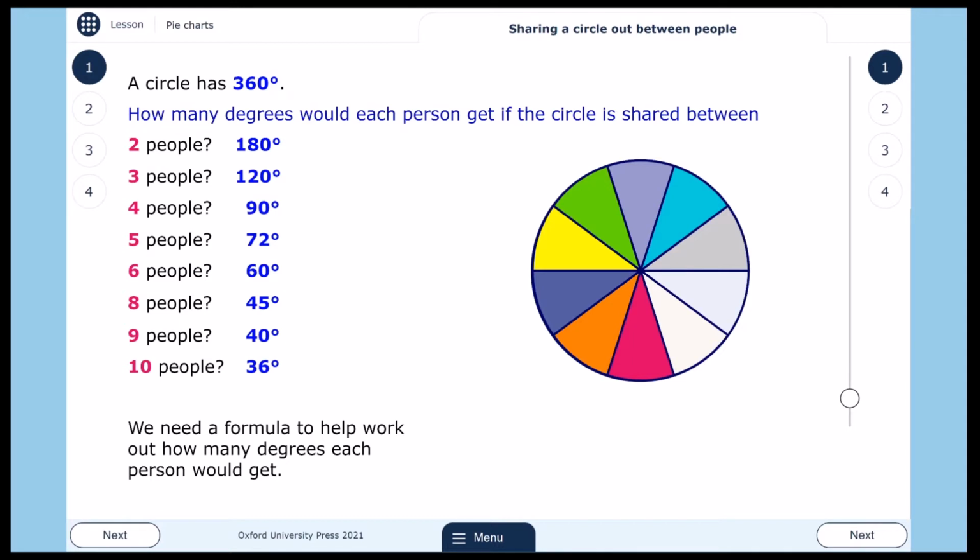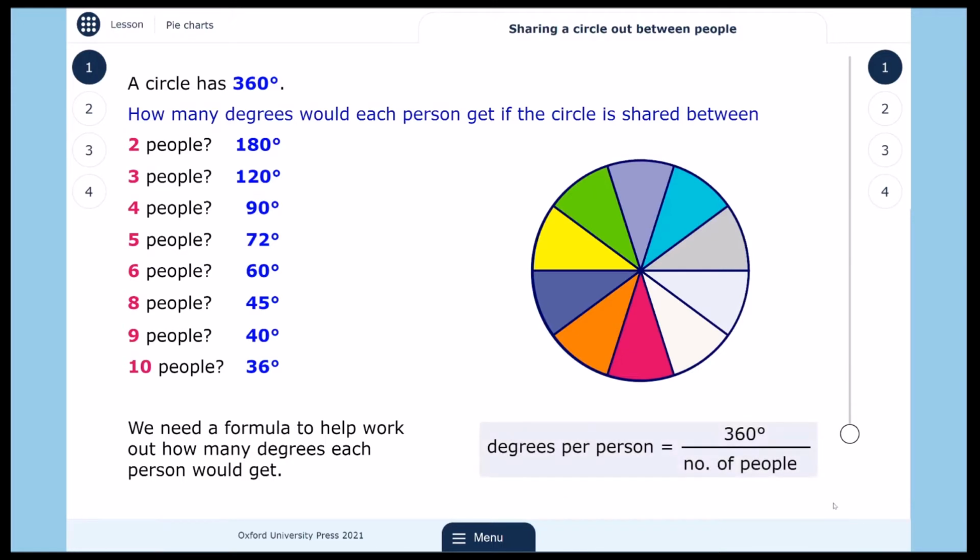Now obviously the number of people will determine how many degrees each person gets. The more people, the less degrees per person. We can say that the degrees per person is going to be 360 degrees shared between the number of people there are in total.